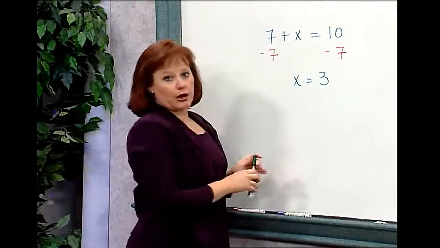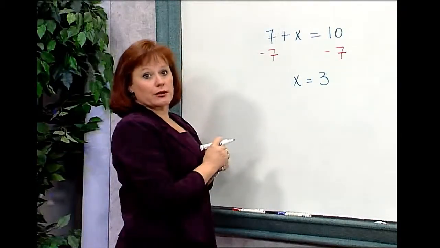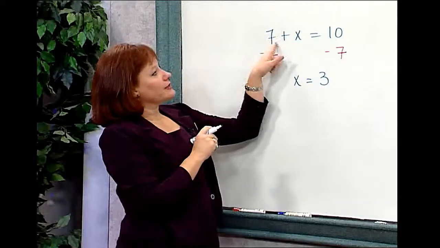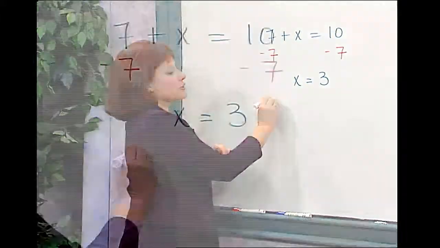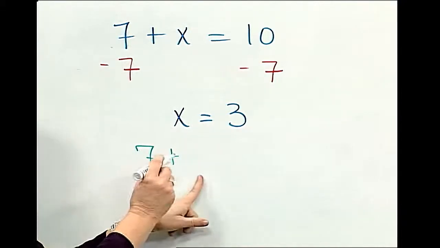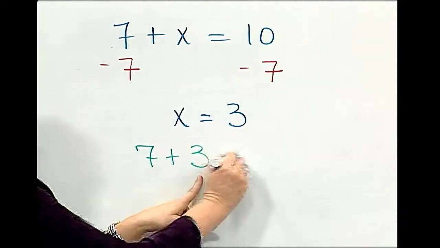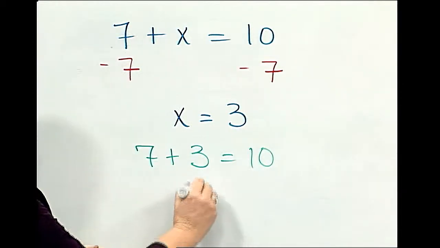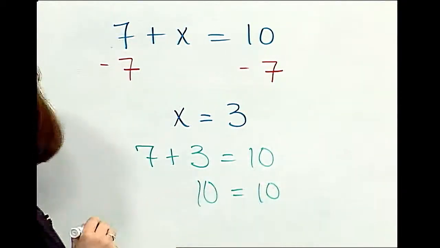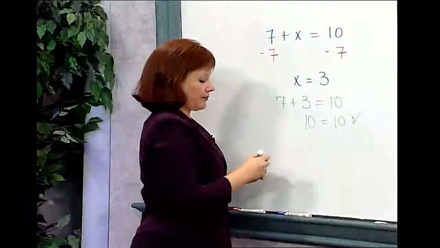We're going to check the problem, of course, to make sure that our answer is right by using substitution. I have 7 plus x is equal to 10, but now I believe that x is equal to 3. So I'll have 7 plus x, which I now believe to be 3, is equal to 10. When I add these together, 7 plus 3 is 10, and certainly that's equal to 10. So the problem checks out.